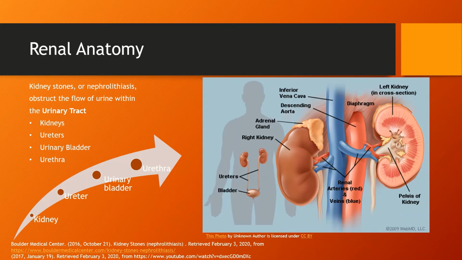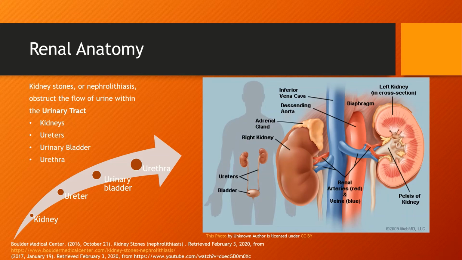So let's start with the big picture here, the anatomy. With kidney stones or renal calculi, we're referring to the urinary system. This system consists of the kidneys, ureters, urinary bladder, and the urethra. The kidneys are in the retroperitoneal space in the posterior abdomen. One kidney sits on each side of the vertebral column.